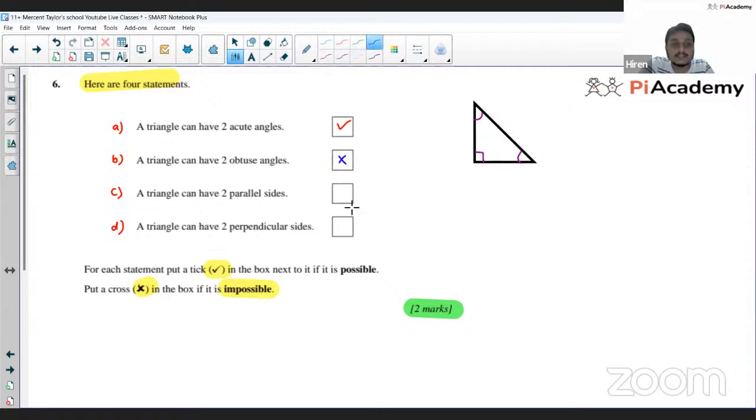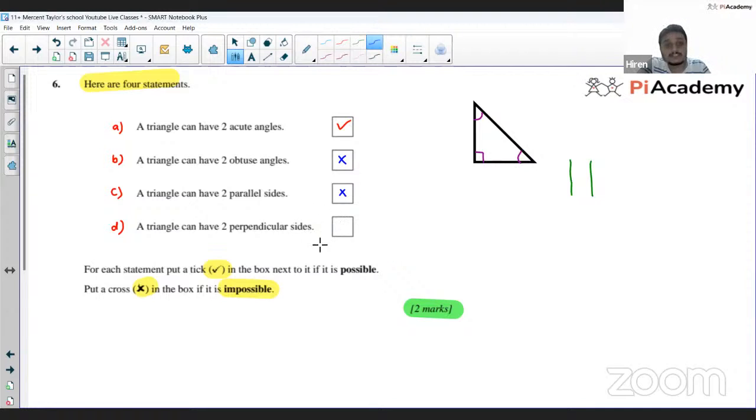A triangle can have 2 parallel sides. There are in total 3 sides, and if you keep 2 sides parallel, it means they are not going to intersect each other, right? So it is never going to make a closed 2D shape, which means no formation of a triangle. So the third one is also wrong. If 2 sides are parallel, then it is not possible to make a triangle.